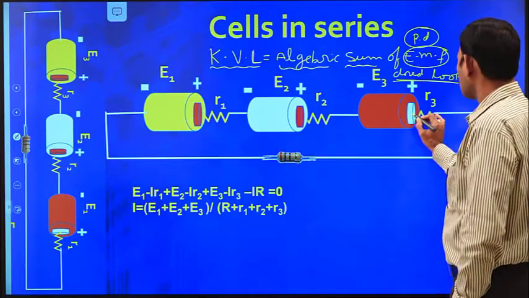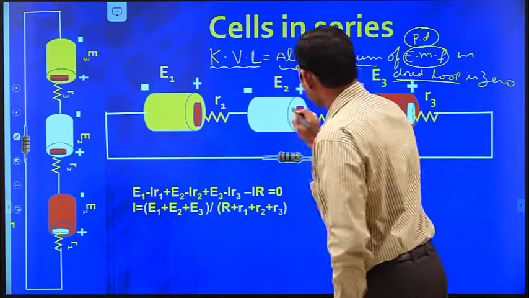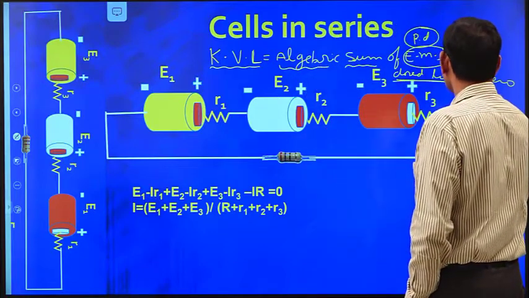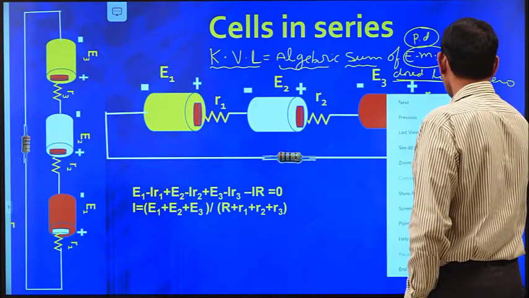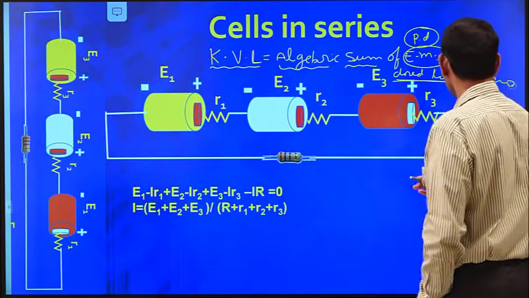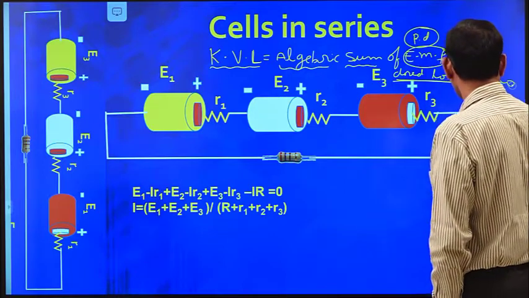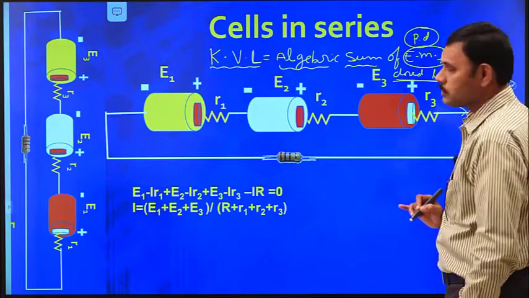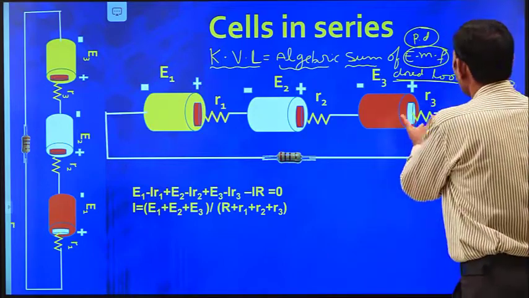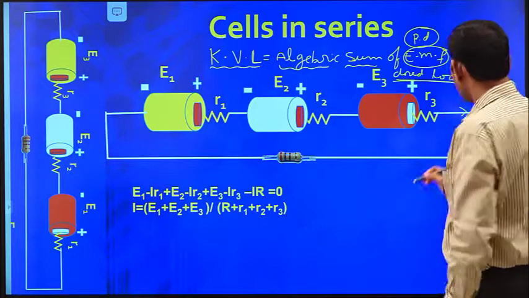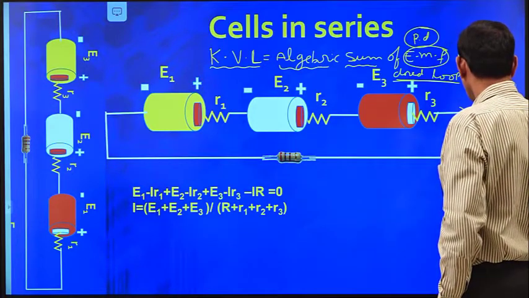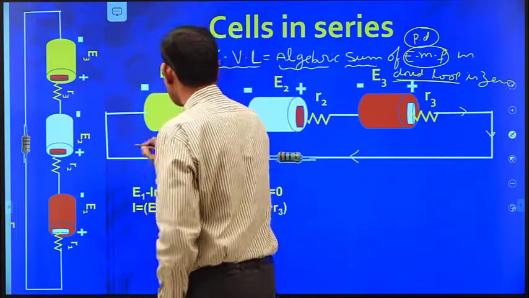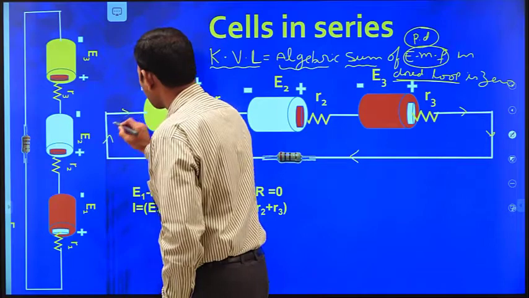Here, as positive terminals are on the right side for every battery, we assume positive charges are moving like that. We are considering the conventional direction, students. This is the conventional direction, the flow of positive charges. Positive charges flow away from the positive terminal of the battery. So conventionally, we assume positive charges are flowing in the circuit in this direction.